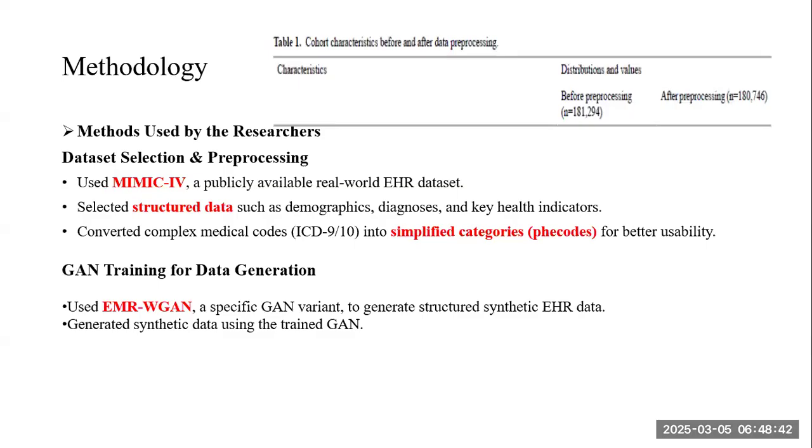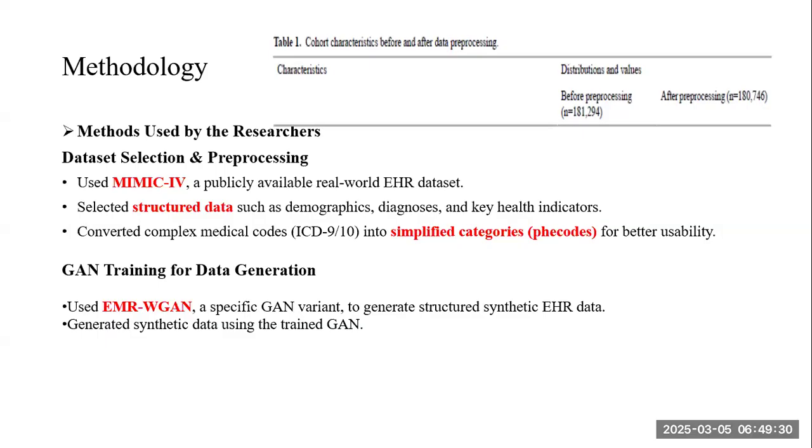Methodology: here we have the methods that were used by the researchers. We have data collection and pre-processing, and we used the MIMIC data set, a publicly available EHR data set. It has some structured data, diagnoses and some key health indicators. ICD-9 and ICD-10 codes were combined, and the data was simplified into categories and then into codes, because that makes it better to use.